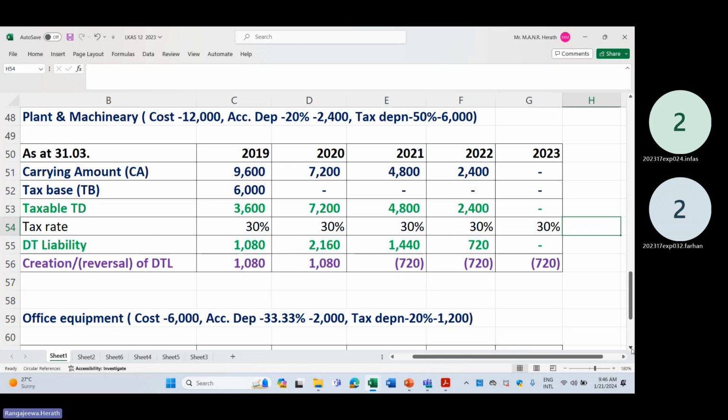The question you can ask. Same table you can prepare for the office equipment.